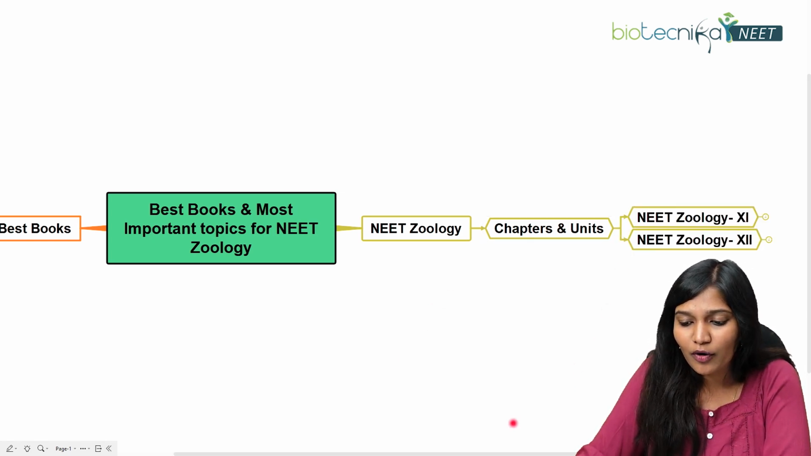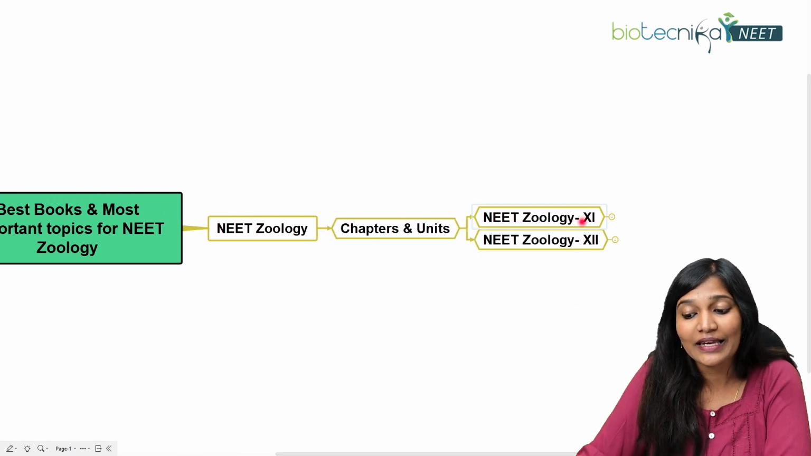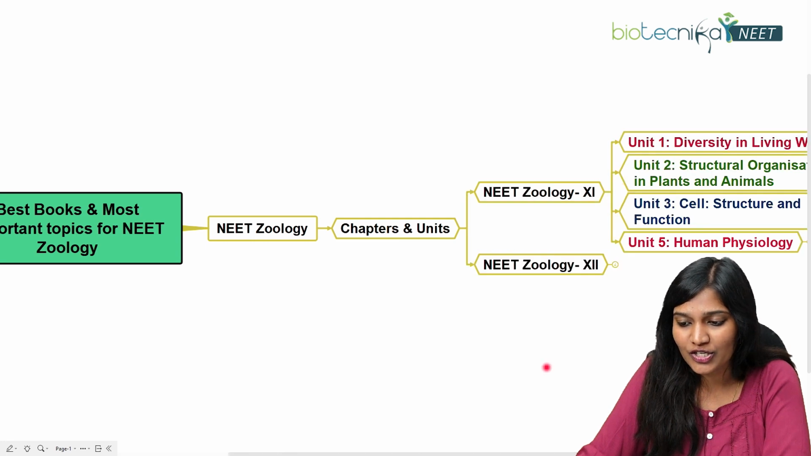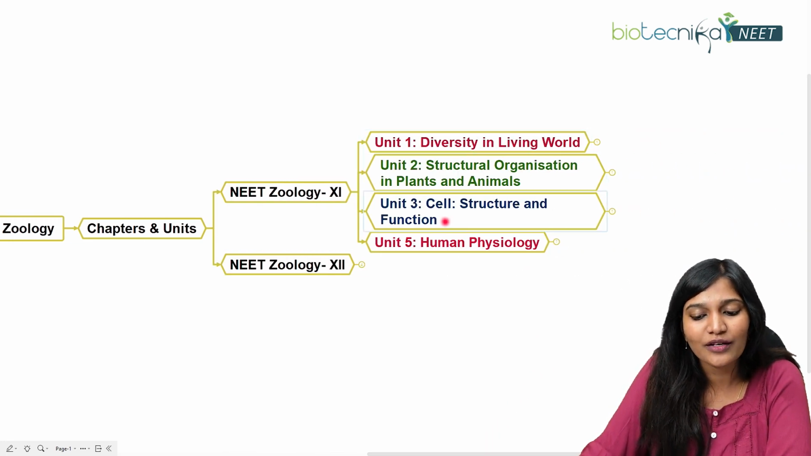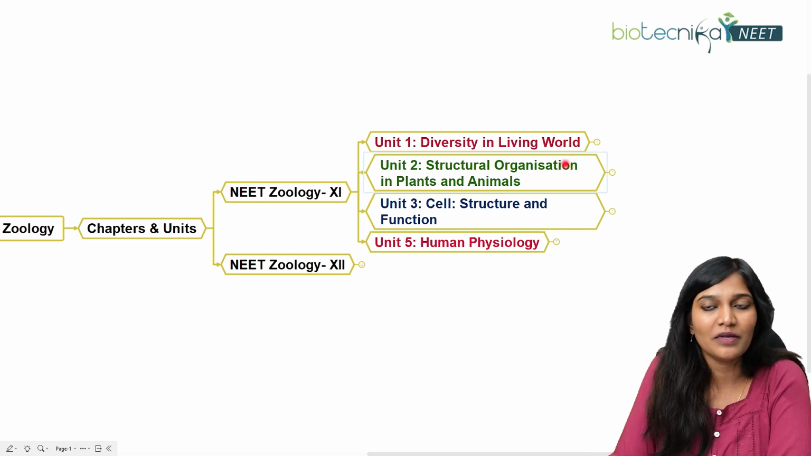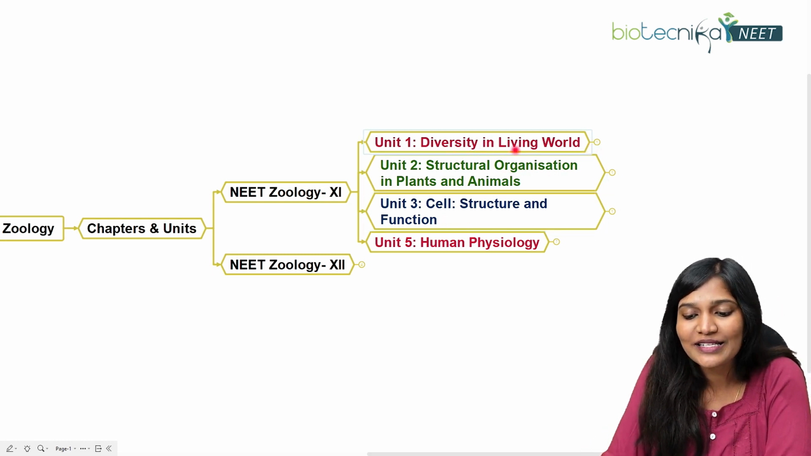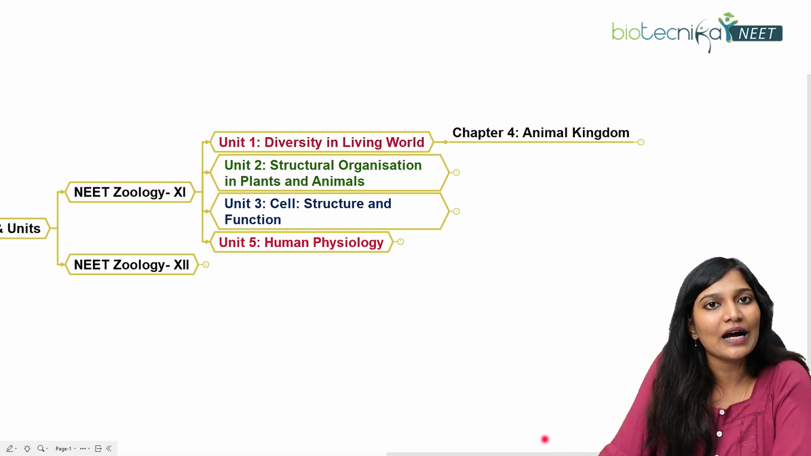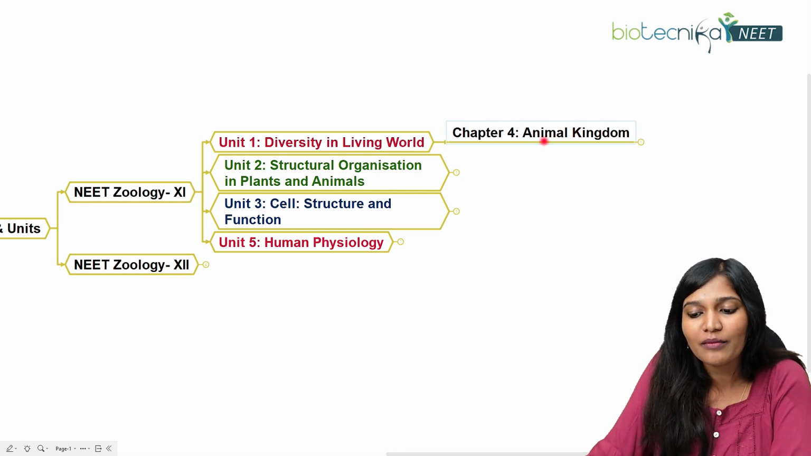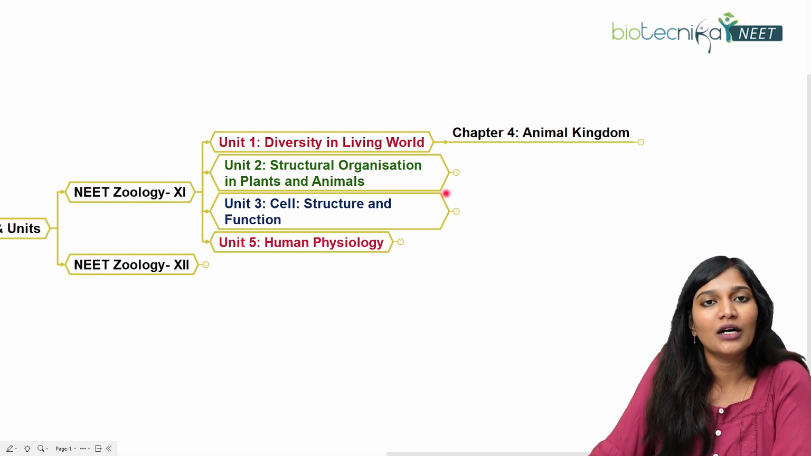I'll be talking about the chapters and units in 11th and 12th zoology. So in 11th we are going to have unit 1, unit 2 and unit 3. Some of the topics are going to be for zoology. Unit 1 is Diversity in the Living World. Here you're going to have only the animal kingdom. There are 4 chapters, and the last one is the animal kingdom. So the animal kingdom comes under zoology.